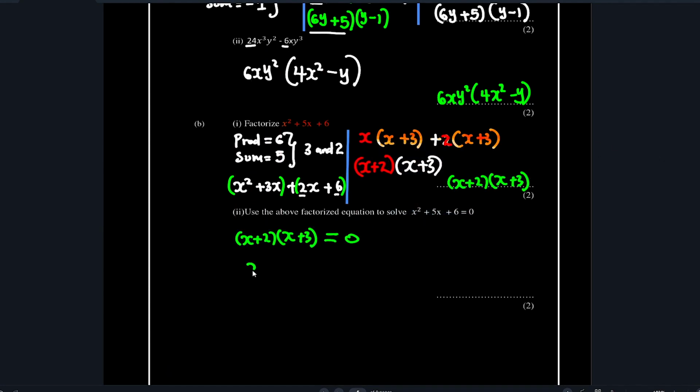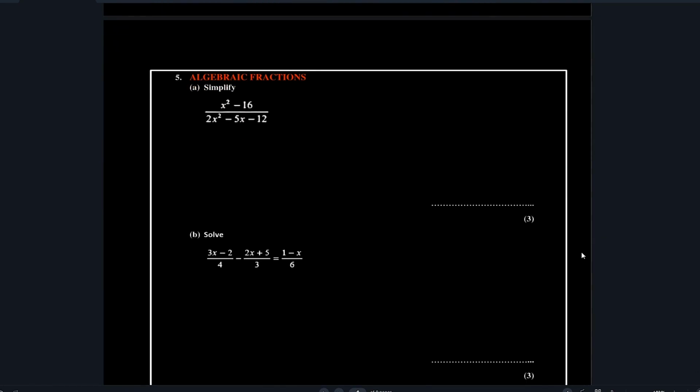Now we shall equate to 0 because the left hand side is going to factorize, which means we are going to say x plus 2 equals 0, or x plus 3 equals 0. Then you can see we can take this to the other side so that we get the values of x, and our x is going to be -2, or x is going to be -3. Those are the two answers for this.